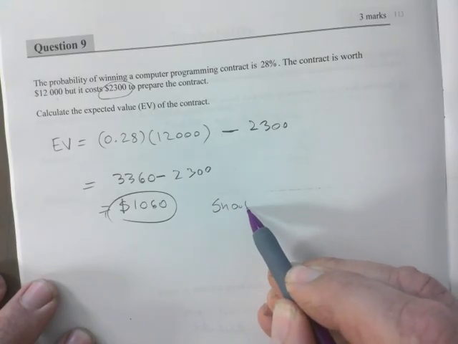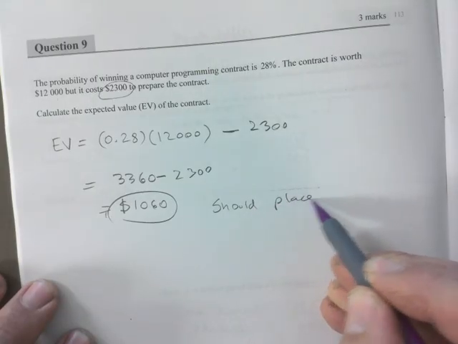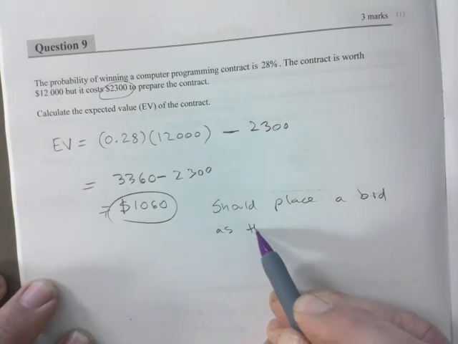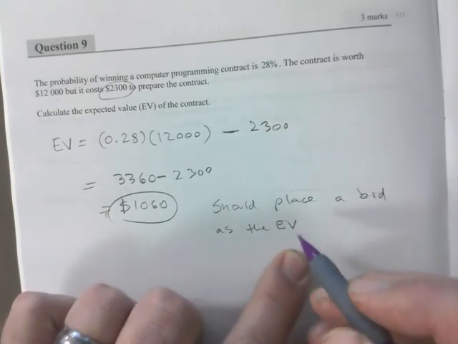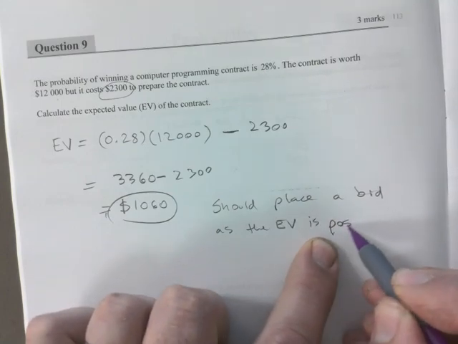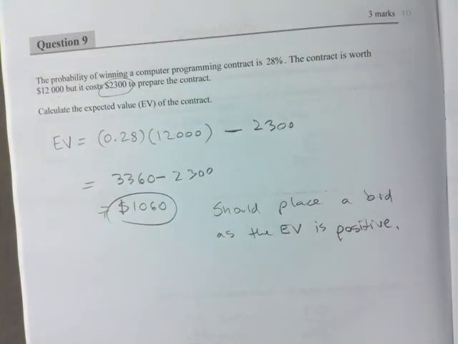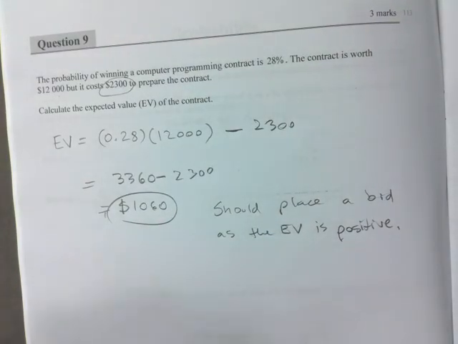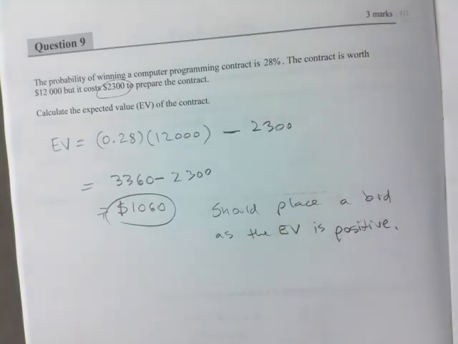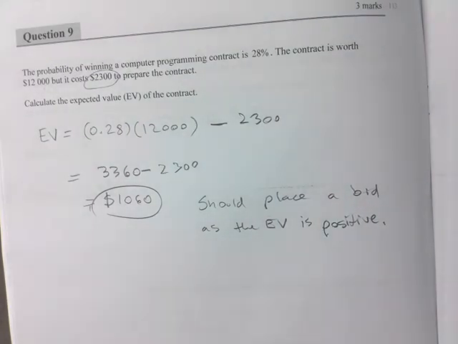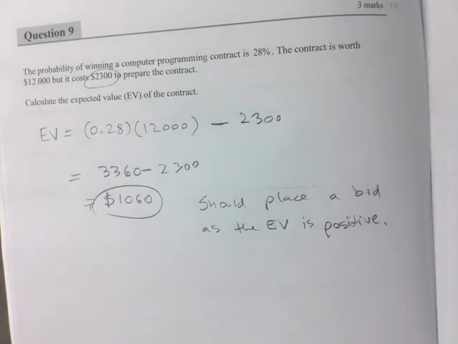Should place a bid as the expected value is positive. So from the player's perspective, or the person wanting that contract, it's a good idea to place the bid because you're expected to win. It's either positive or negative. Make sure expected value is positive or negative.